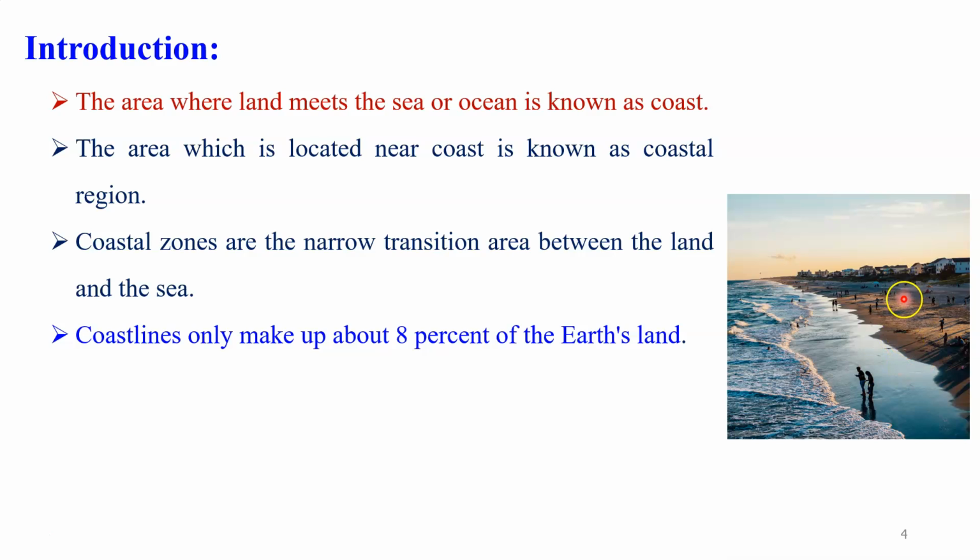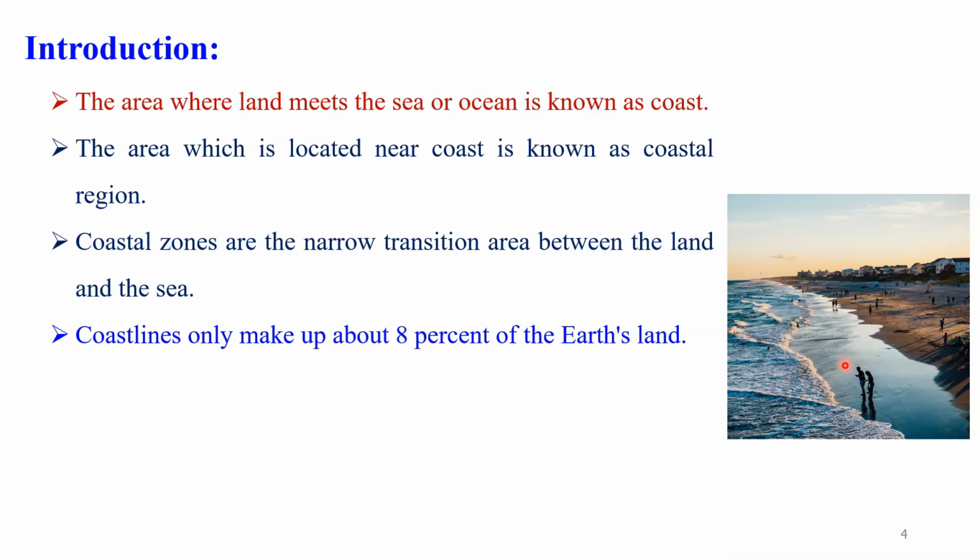If you see the photograph here, you will find that part of the coastal region is totally occupied by land or continent, and on the other hand, we have the area which is occupied by the ocean, the sea, or the water bodies. Yes, in this picture you can see this is the coastal area. The coastal zones are a narrow transition area between the land and the sea.